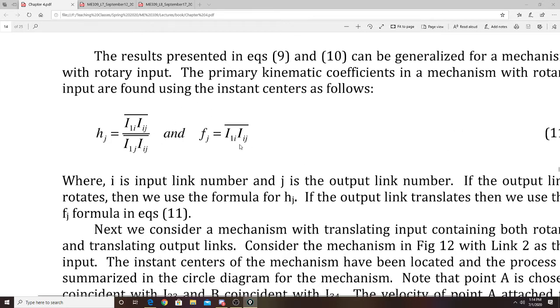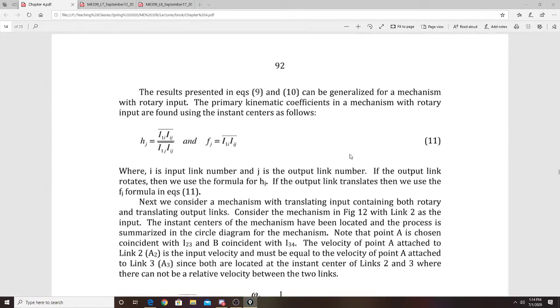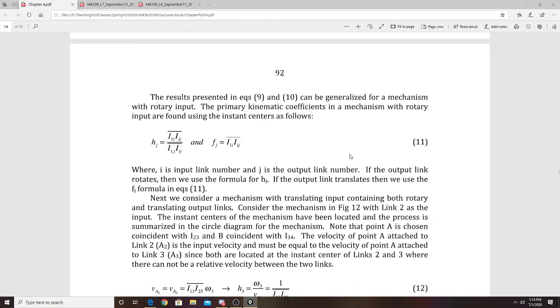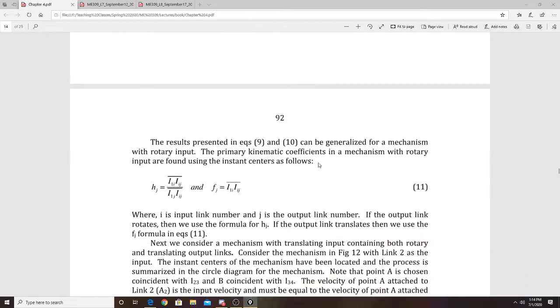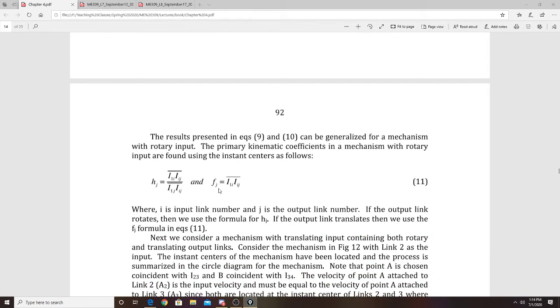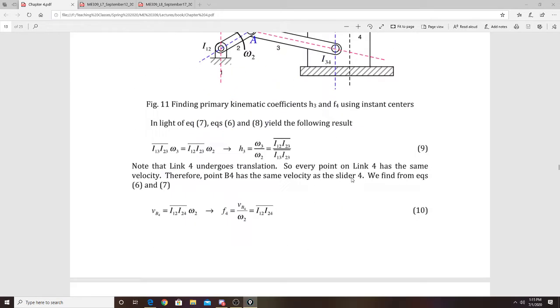And then we just did F, so this is for translations, Fi, or Fj, is I1I, Ij. Anyway. So in our case up here, this would be F4 is equal to I1,2, I1,4. So, which would be this case we looked at right here.